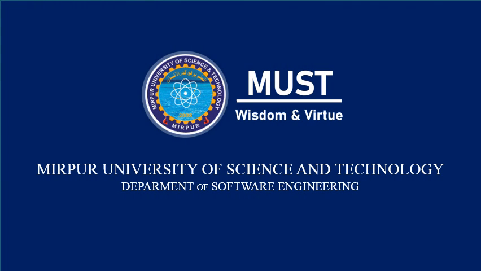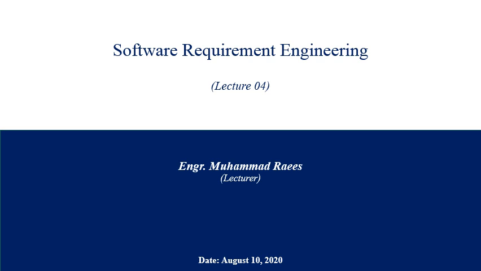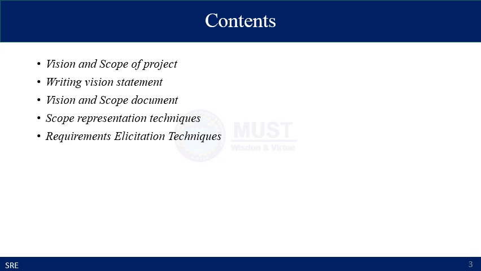Assalamu alaikum. This is lecture 4 of software requirement engineering, and in this lecture we are going to highlight the main aspects of vision and scope of the software projects. And then there will be some discussion about writing these documents in forms of software specifications. This lecture will also introduce you to the fundamental techniques of software requirement elicitation.